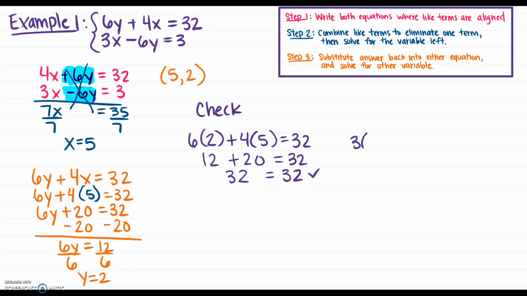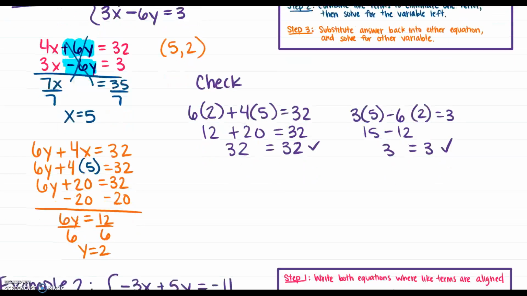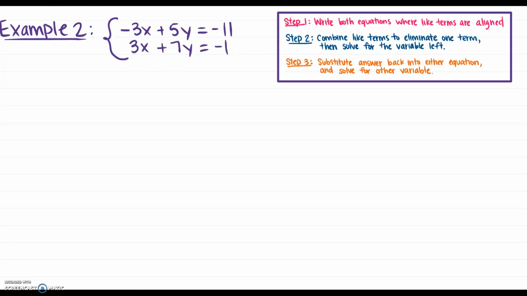I'll have 3 times x, which is, let's fix that. Switch the x and y, so x is 5, minus 6 times y, which is 2, equals 3. So I have 15 minus 12, which is 3. So it checks out also. All right, let's go to example 2.